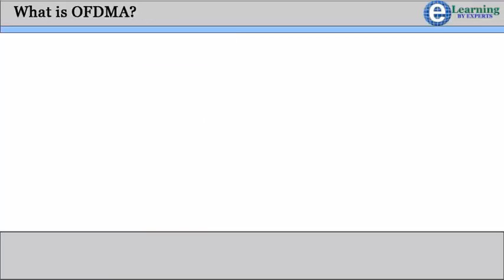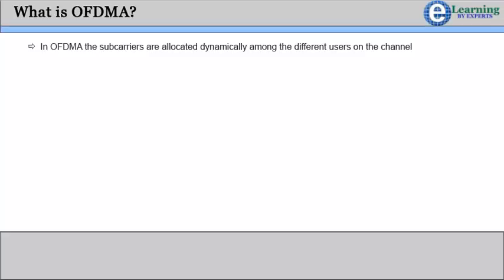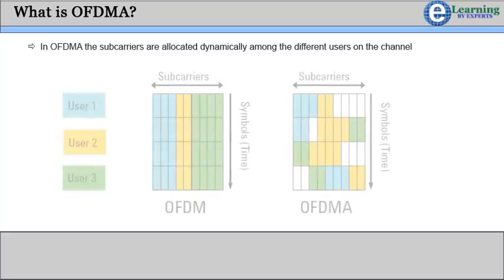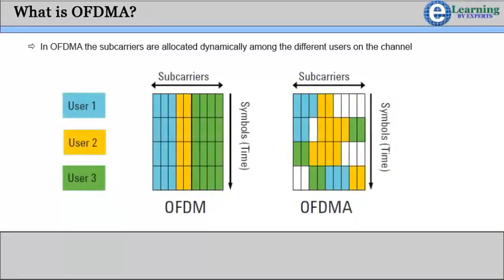Now, let us look into OFDMA, orthogonal frequency division multiple access. For the downlink, 3GPP chose OFDMA for LTE, which incorporates elements of time division multiple access, TDMA. OFDMA allows subsets of the subcarriers to be allocated dynamically among the different users on the channel. OFDMA allows multiple users to access subcarriers simultaneously.